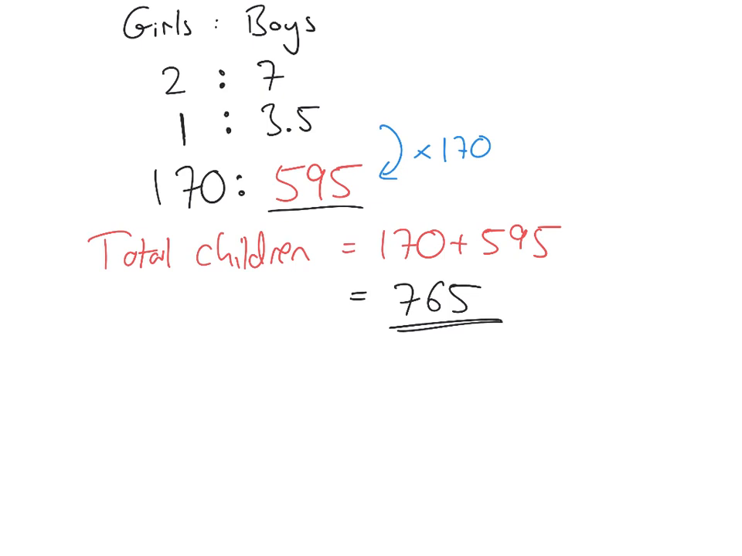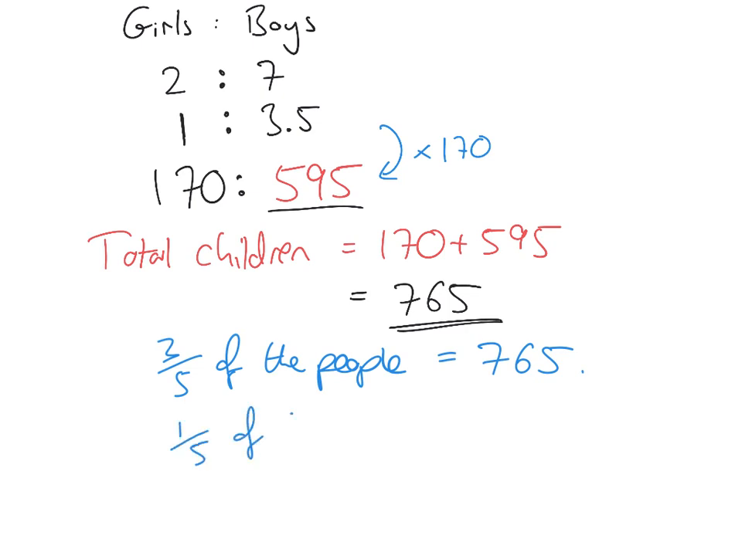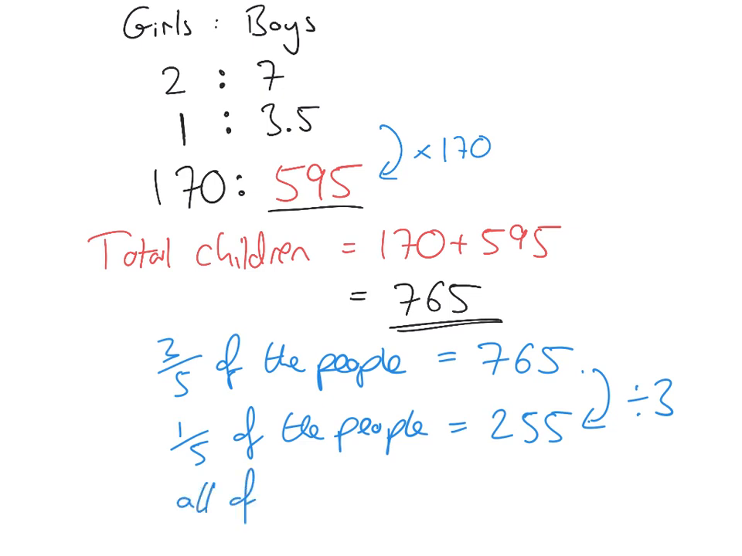Now, we're moving on to the second part of the problem, where we're told that 3/5 of the people are children. So 3/5 of the people are 765. We now find 1/5 of the people by dividing this number by 3. And we can find the total number of people by timesing this by 5.